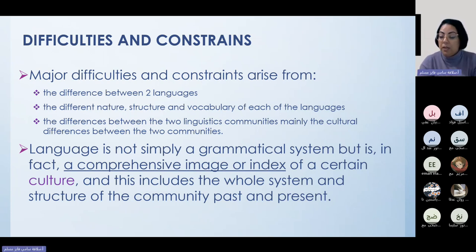So we said that the first problem that a translator encounters is the difference between both languages. The second problem is the difference in the grammatical structure, in the grammar, in the nature of the language. They are different. For example, we start the English language with what? How do we start a sentence? جملة اسمية, which in English is a noun. Exactly. We start a sentence in English with a noun, right?